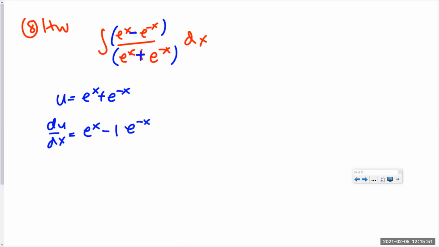So if I simplify this, this is e to the x minus e to the negative x. Now, I made the whole bottom my u. Do you want to do the shortcut or do you want to do u substitution? I can do either one. If I made the whole bottom my u, do you remember what the shortcut is? You divide by the whole bottom's derivative. So what's the derivative of e to the x plus e to the negative x? e to the x minus e to the negative x.